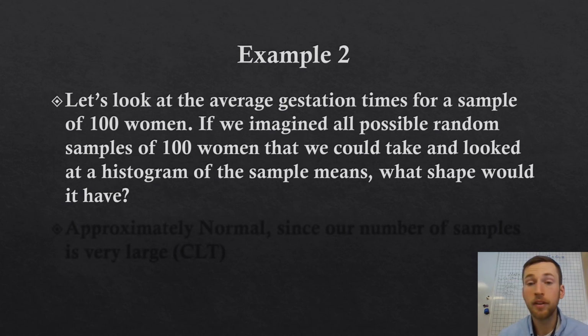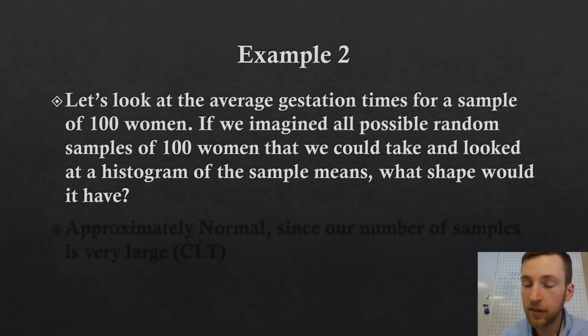Our last example here has to do with averages instead of proportions. We're going to see that it works exactly the same way. Let's look at the average gestation times, which is the length that women are pregnant, for a sample of 100 women. If we imagined all possible random samples of 100 women that we could take and looked at a histogram of the sample means, we want to know what shape it would have.